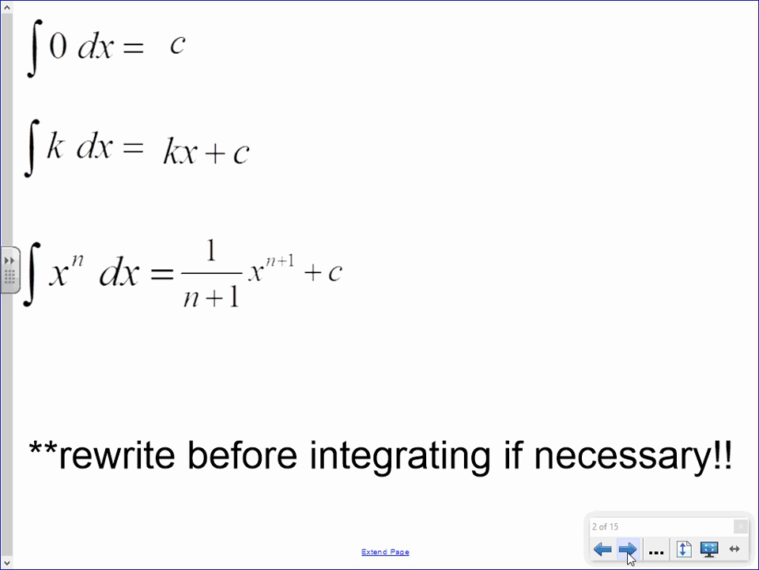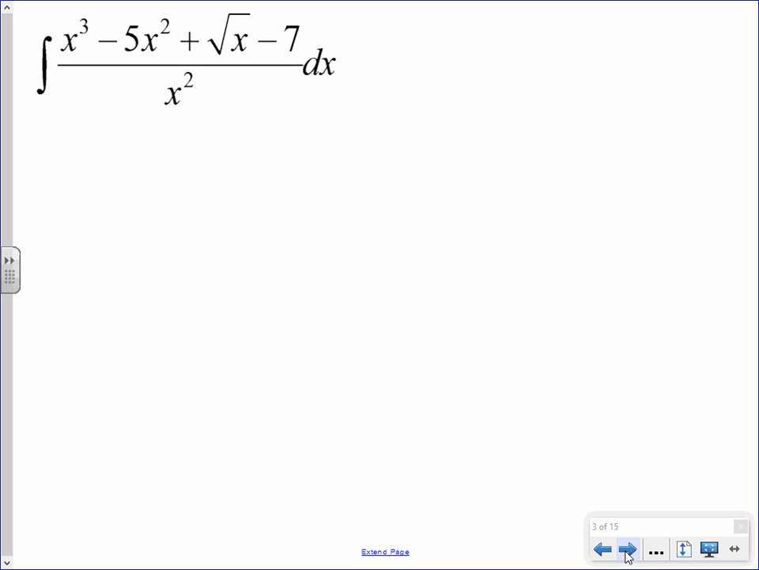Now, what we didn't do a whole lot of on Friday, we did a little bit of rewriting, but not much, and it wasn't very complicated, okay? If you think back to when we did power rule with differentiation, we sometimes had to do some division, sometimes had to do some multiplication before we could actually take the derivative. The same thing's going to be true when we have antiderivatives, okay? For example, please write this down.